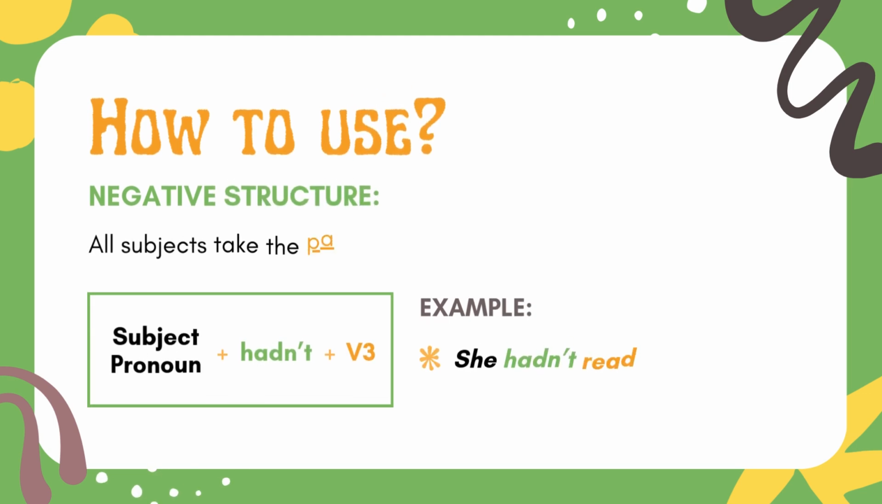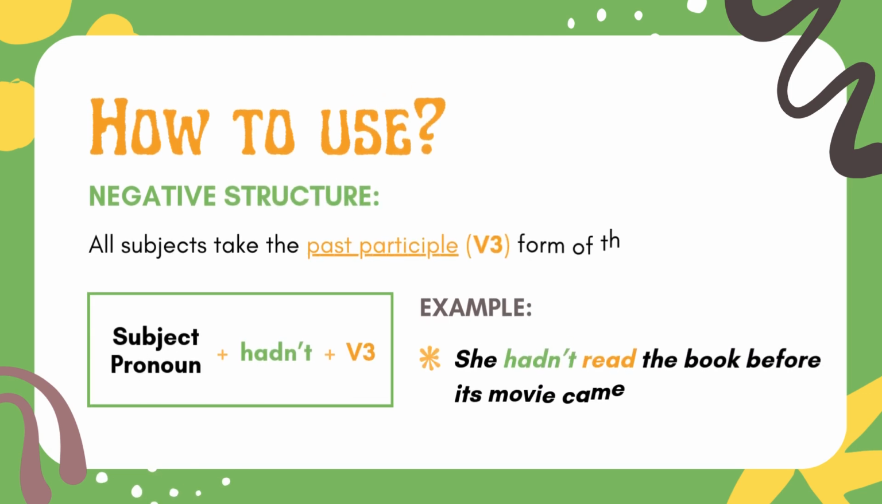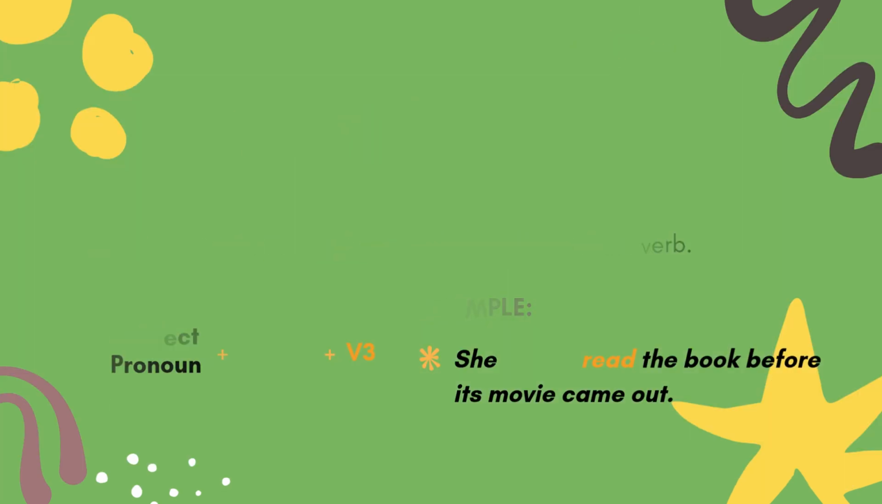Past perfect tense in the negative structure. All subjects take the past participle of the verb as well. So you start with the subject or pronoun, you add hadn't, and then your past participle. For example, she hadn't read the book before the movie came out.